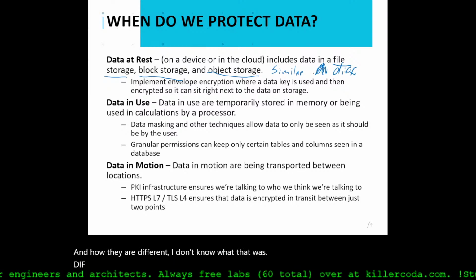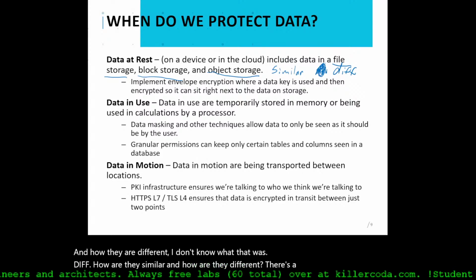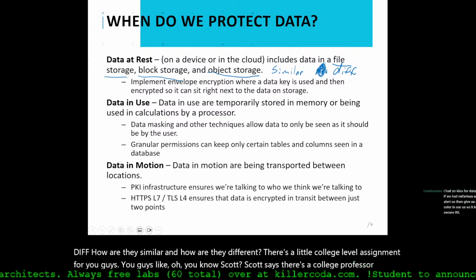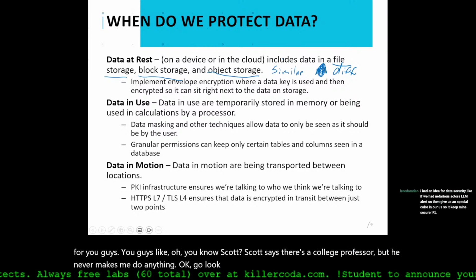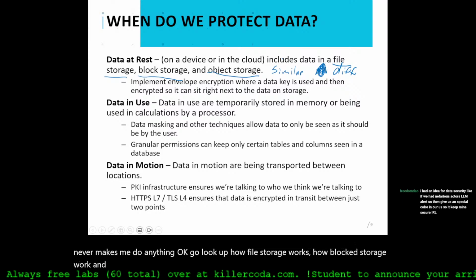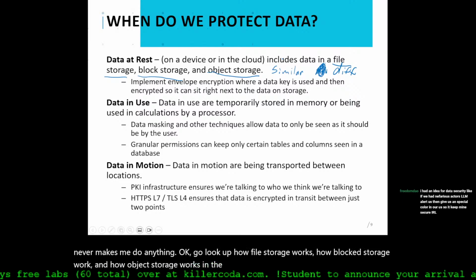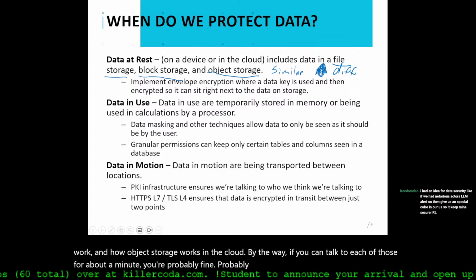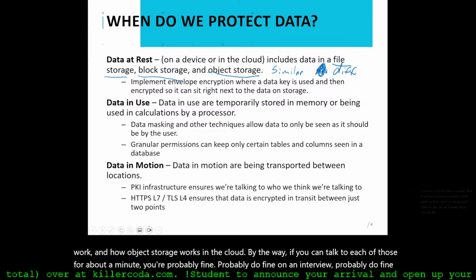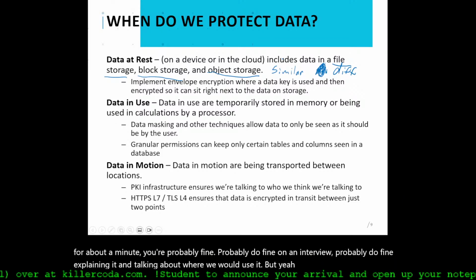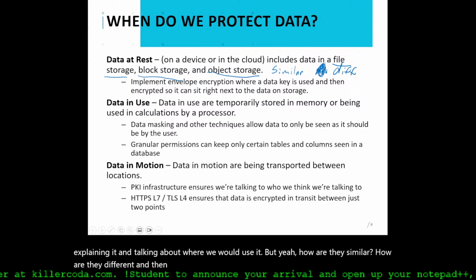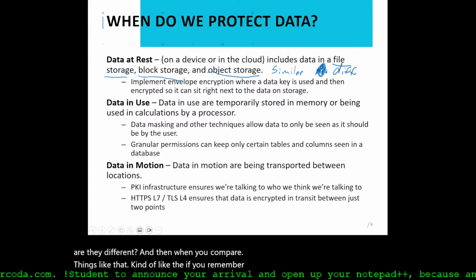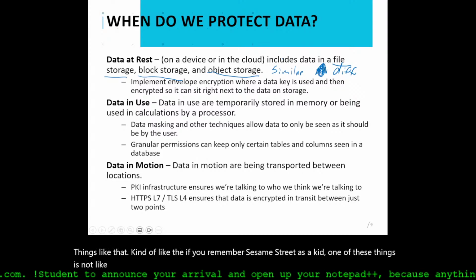How are they similar and how are they different? There's a little college-level assignment for you guys. You guys are like, oh, Scott says he's a college professor, but he never makes me do anything. Okay. Go look up how file storage works, how block storage works, and how object storage works in the cloud. By the way, if you can talk to each of those for about a minute, you're probably fine. You'd probably do fine on an interview, probably do fine explaining it and talking about where we would use it. But how are they similar? How are they different? And when you compare and contrast things like that, kind of like if you remember Sesame Street as a kid, one of these things is not like the others. They had that little song.